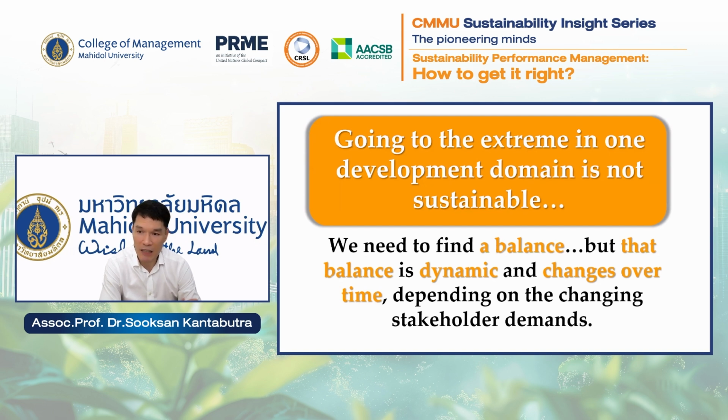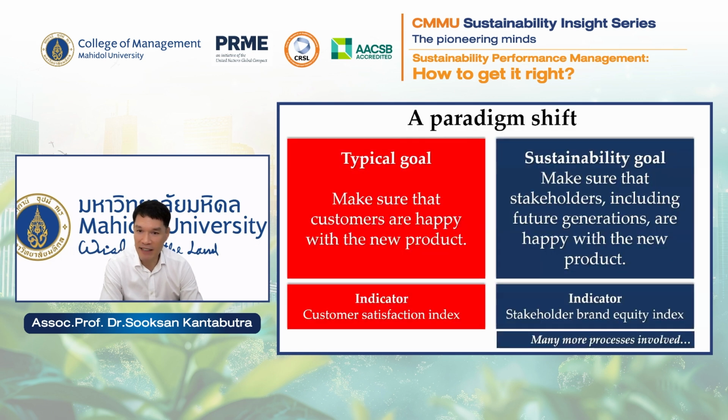We need to find a balance, but that balance is dynamic. This is the difficulty. The balance is not constant. It is dynamic, changing over time, depending on the changing stakeholder demands. This is probably the reason why we have never been able to fix, for example, the bushfire in the northern part of Thailand. We assume that it's static, but it is not. It's changing over time, and it has a lot of stakeholders involved. So we need to find a balance, and that balance is dynamic.